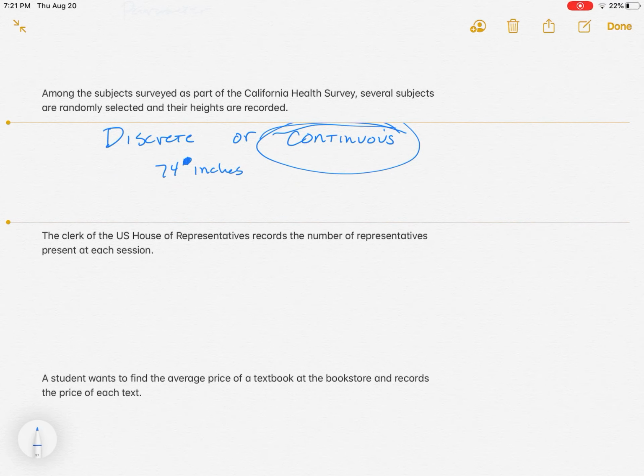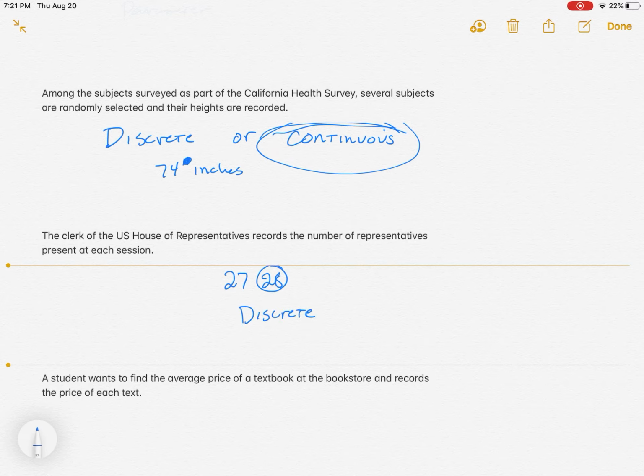How about this one? The clerk of a U.S. House of Representatives records the number of representatives present at each session. Well, let's suppose that there's 27 present at today's session. What is the next number of present representatives we could have? Absolutely 28. No doubt about that. There's no 27.5 representatives or 0.01 representatives. This is discrete.